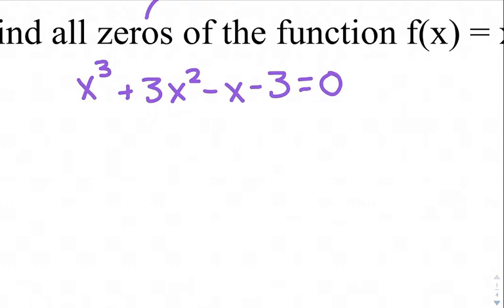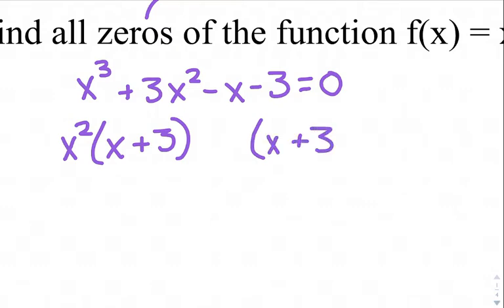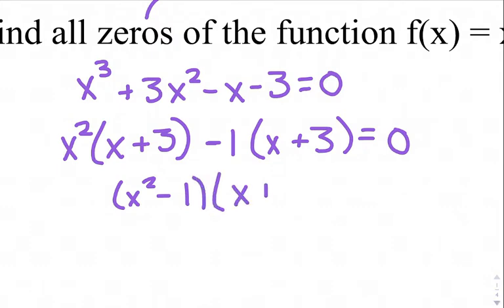Here I'm going to pull out an x squared from my first two terms, and I'm left with x plus 3. Remember, for factor by grouping, I need to end up with x plus 3 in parentheses for my second two terms. So I would pull out a negative 1 to get negative x minus 3. Now that I have the parentheses the same, factor by grouping, I have x squared minus 1 times x plus 3.